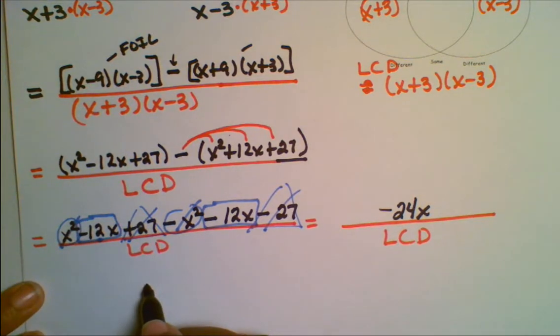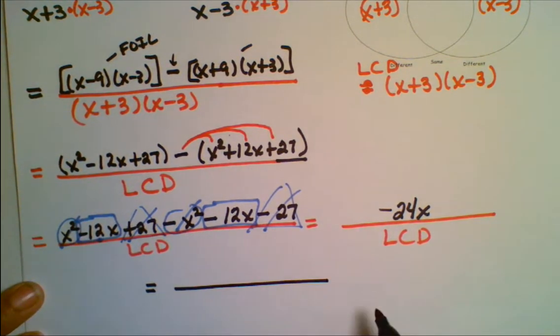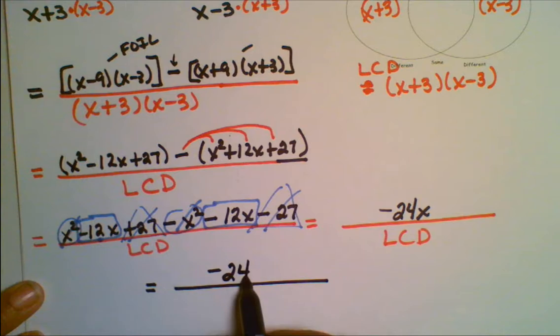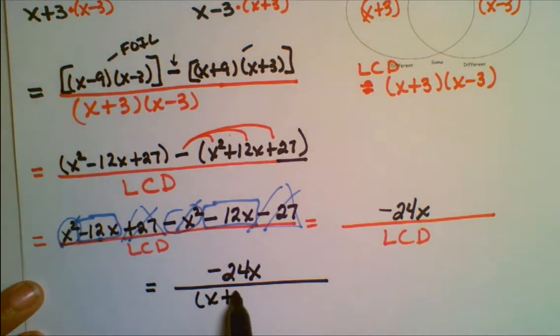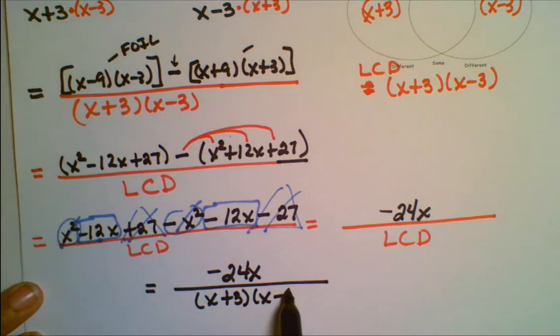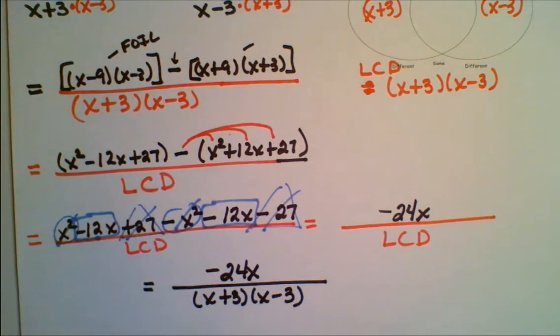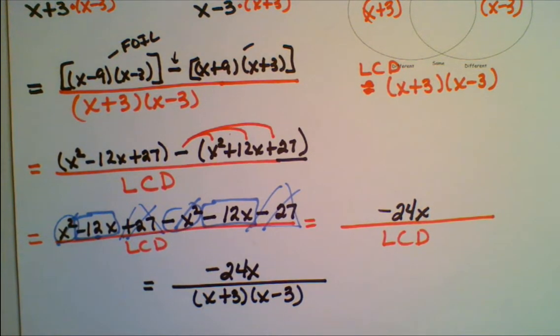All right, so let's write our answer. Our numerator is negative 24x. Our LCD we said was x plus 3 times x minus 3. And there's nothing that we can do. We can't factor the numerator, so we're finished with this example.